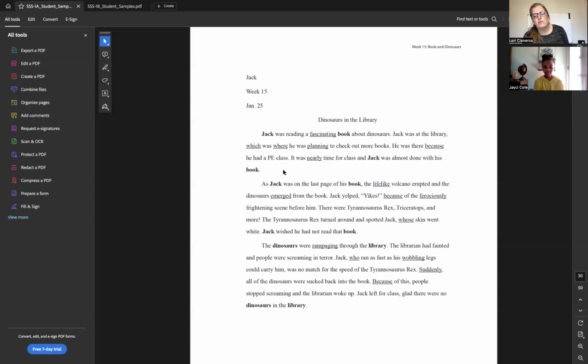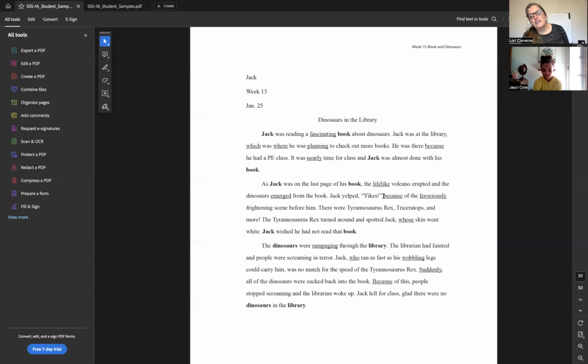It says, as Jack was on the last page of his book, the lifelike volcano erupted and the dinosaurs emerged from the book. Jack yelled, "Yikes!" because of the furiously frightening scene before him. There were Tyrannosaurus rex, Triceratops, and more. The Tyrannosaurus rex turned around and spotted Jack, whose skin went white. Jack wished he had not read that book. A lot of times they say your skin goes white when you're scared. It's like all the blood goes out of your system and you turn white.